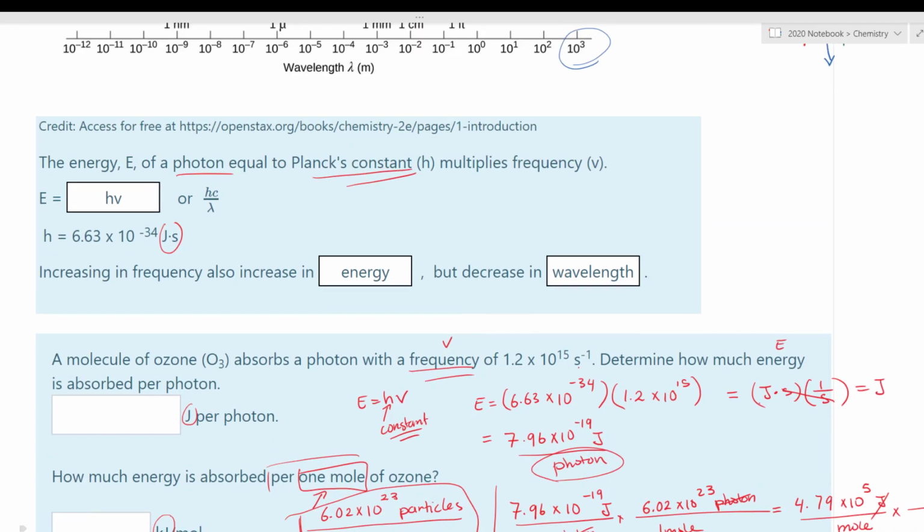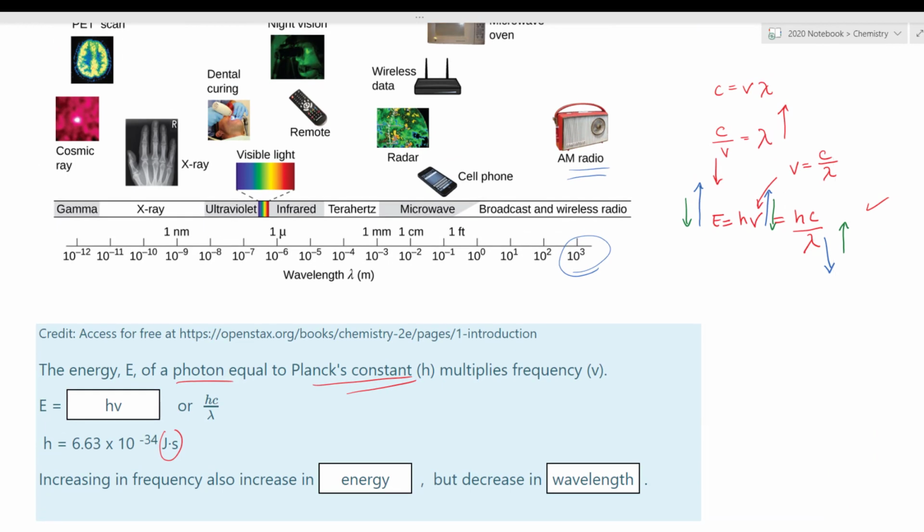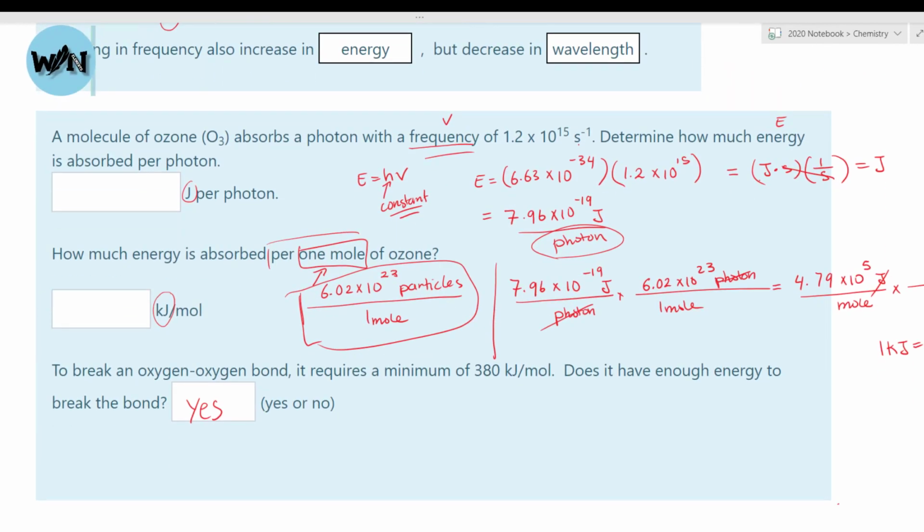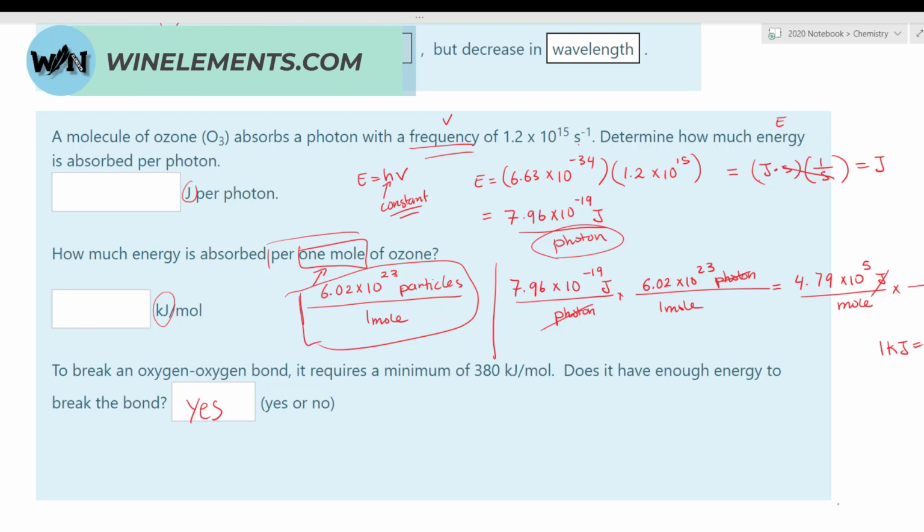And as always, you need to remember this equation. Even though it's given to you on your periodic table, know it. It will save you a lot of time.